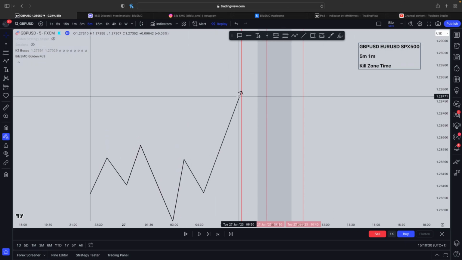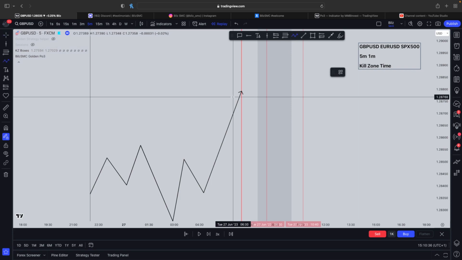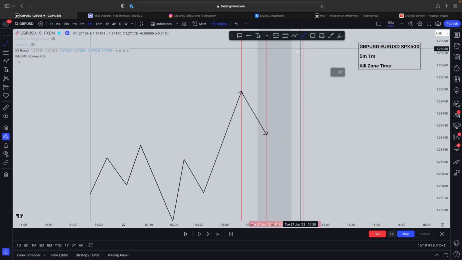Okay, so anyway, if it's a red line, we're going to enter sells. So now we're going to wait for our kill zone times to form. This is our kill zone time from this red line up to this red line. This is the London kill zone time. So anyway, as soon as this happens, we wait for buy side liquidity to be taken out. Okay, it can literally just be a high.